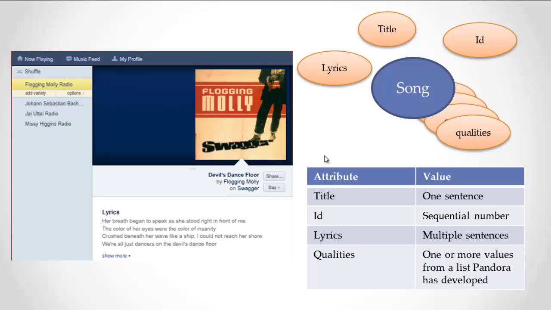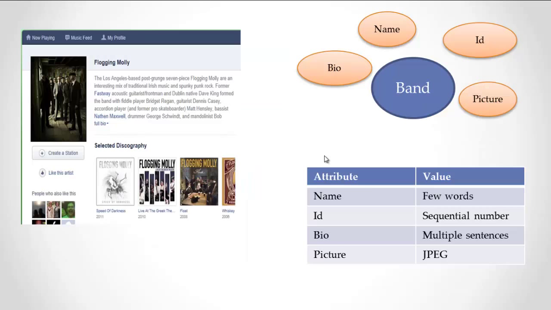Okay, so that's a person and a song. Now let's look at a band. So I'm going to the band page. I clicked on Flogging Molly, and it gives me Flogging Molly's band page.